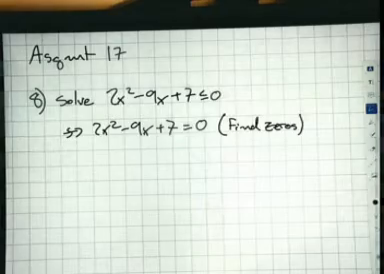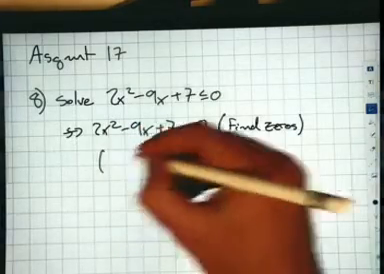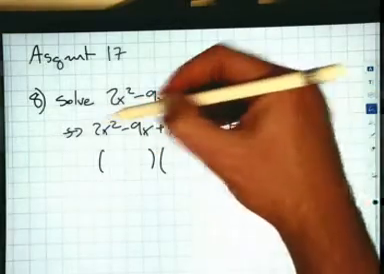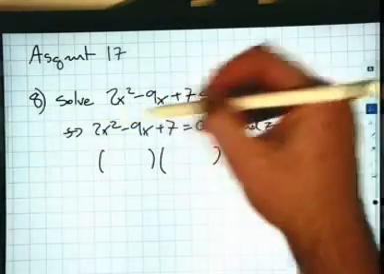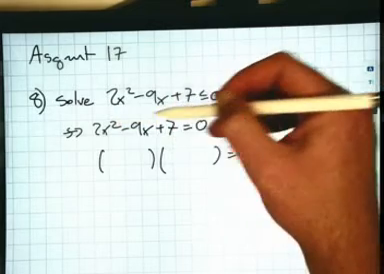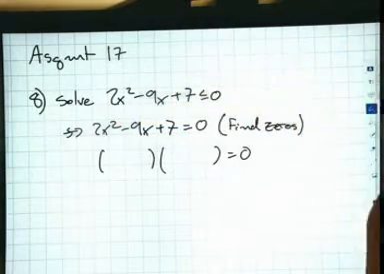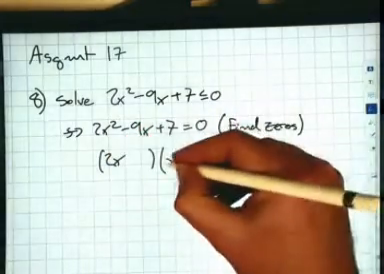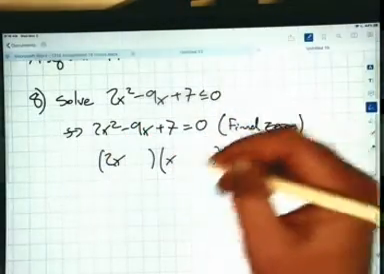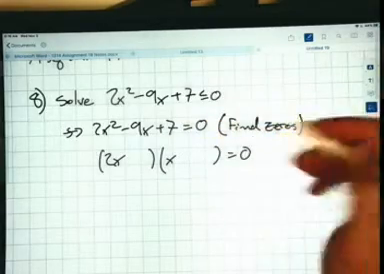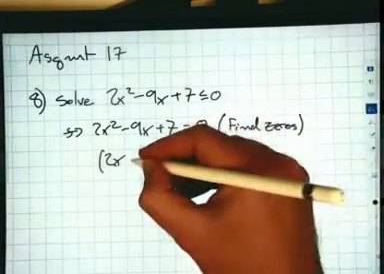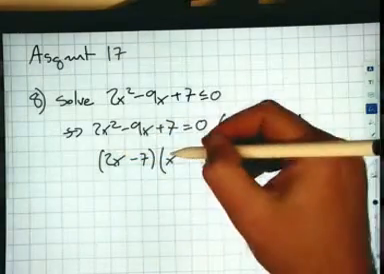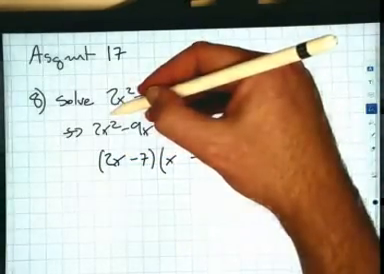Alright, so does this factor? The answer is yes, it does factor. I'm looking at 2 times 7 is 14. What are the factors of 14 that add up to a negative 9? How about a negative 2 and a negative 7? So I need a 2x and an x, and I need a negative 1 and then negative 7. Double check. 2x times x is my 2x squared.